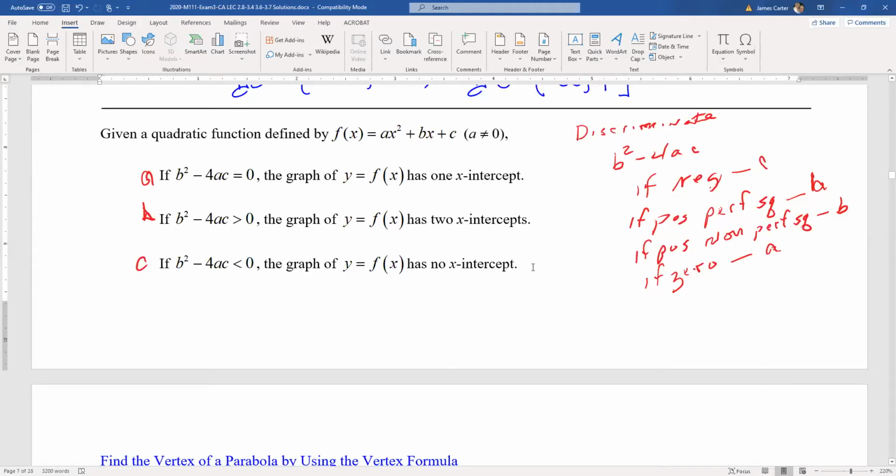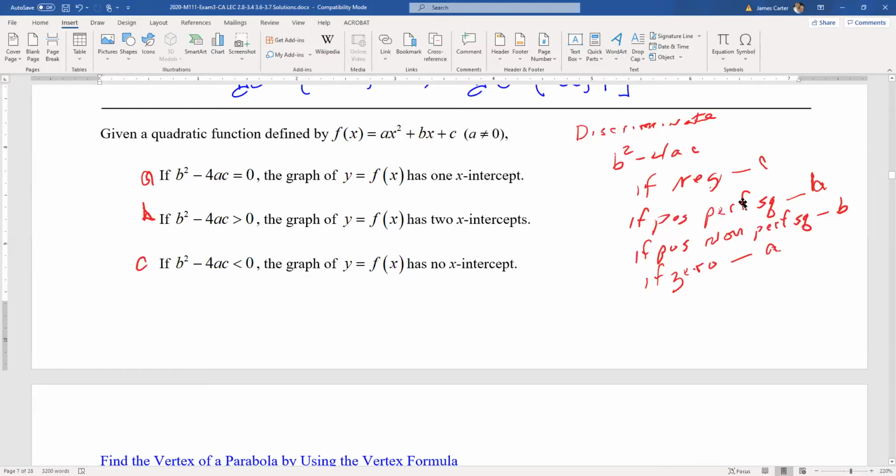This question is a discriminant problem, basically. You have these three choices, A, B, C over here. To determine the discriminant, you use what goes under the radical in the quadratic formula, b squared minus 4ac. If you put the a, the b, and the c into this and you get a negative answer, then you have no x-intercept. It's going to be imaginary.